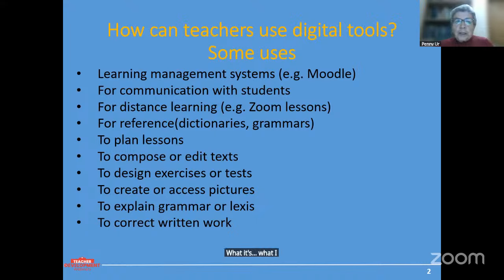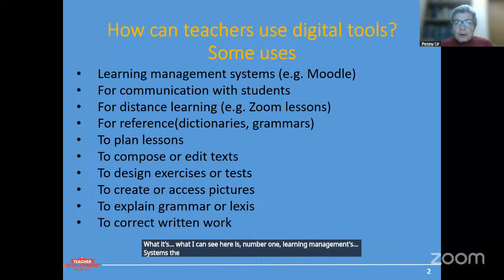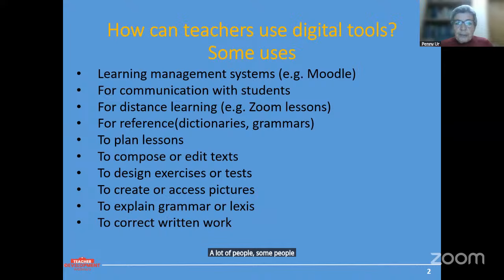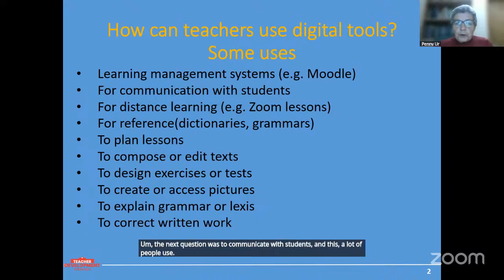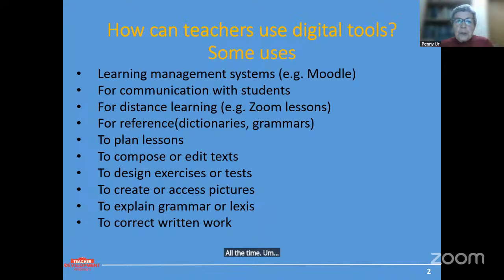What I can see here is number one, learning management systems. The majority is sometimes, but a lot of people, some people use it all the time. The next question was to communicate with students, and this a lot of people use all the time. For the third question, which was for distance learning, not all the time, but a lot. Yes, well, during the pandemic, we used it all the time, but now people still use it a lot, but certainly not all the time. Most of the time, we're doing ordinary face-to-face lessons.